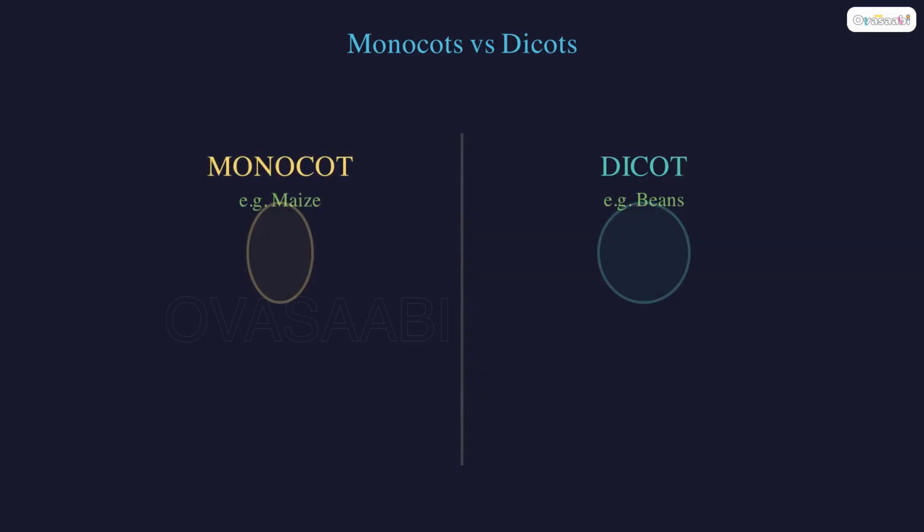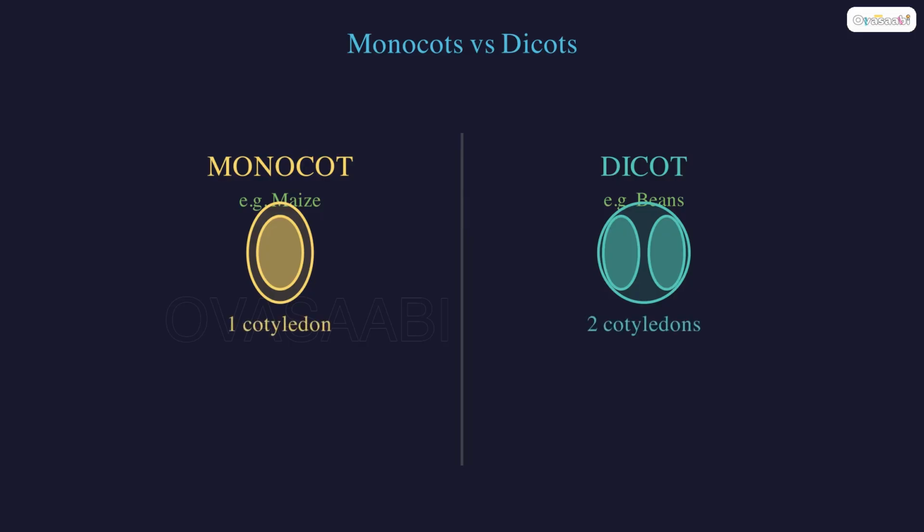Flowering plants split into 2 groups. Monocots like maize have 1 seed leaf. Dicots like beans have 2 seed leaves. Count the cotyledons to tell them apart.